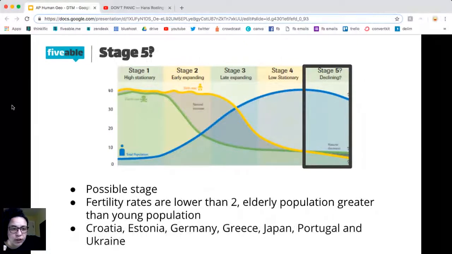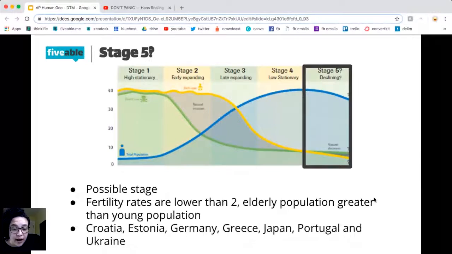Like, we're not really sure. We don't have any countries that would fit the model for stage 5, and we don't really have too much data surrounding this. This will just take time, right? We just need more time and more data to see what happens. You can see these question marks at the end because we just don't know where those lines will head. We can guess, we can make predictions, but we don't know yet.